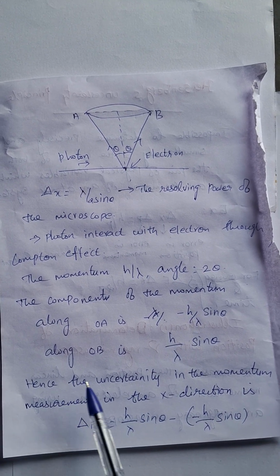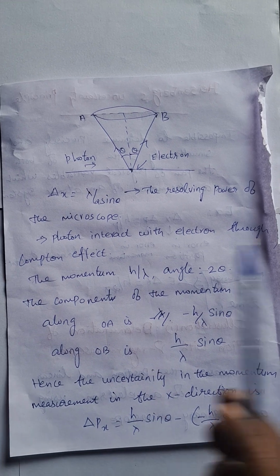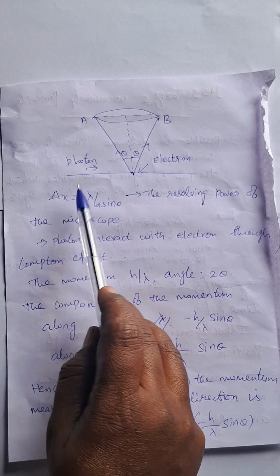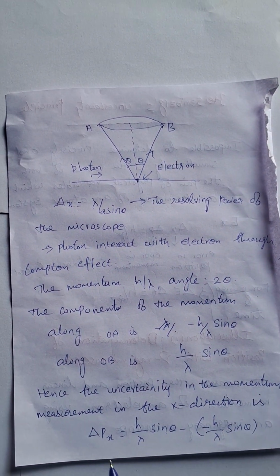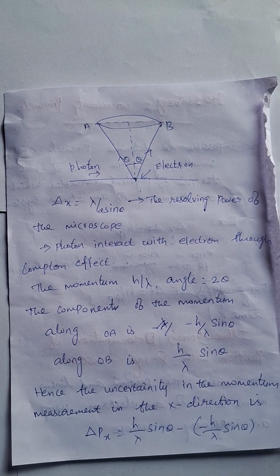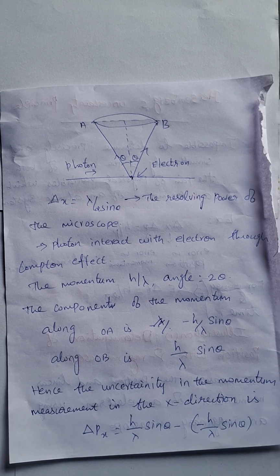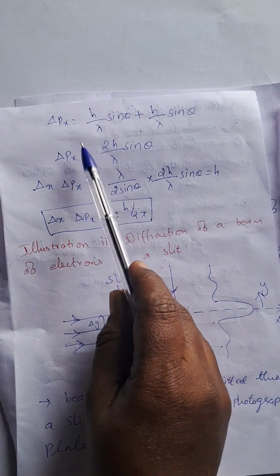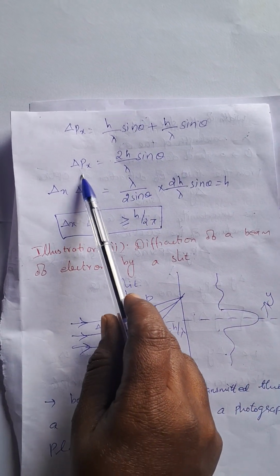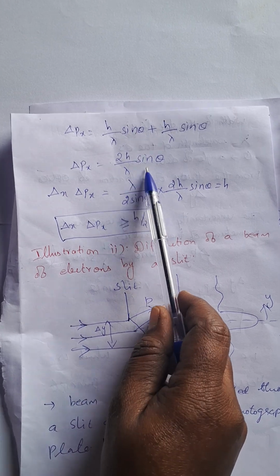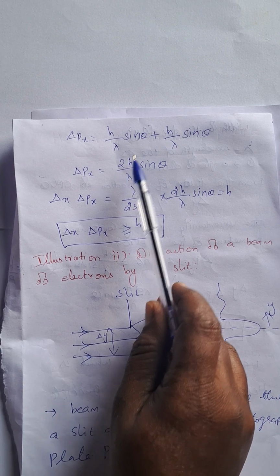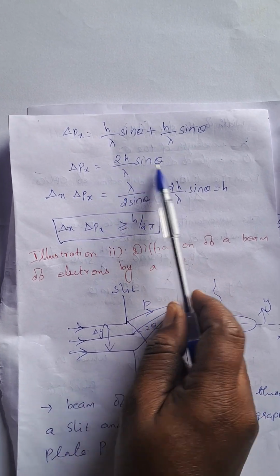Hence the uncertainty in the momentum measurement along the x direction, from the negative direction to the positive direction, is minus h by lambda in the negative direction and plus h by lambda in the positive direction. So del px equals h by lambda sin theta minus minus h by lambda sin theta. Minus into minus is plus, so del px equals h by lambda sin theta plus h by lambda sin theta. So del px equals 2h by lambda sin theta. Both terms are common, so we can easily add them: h plus h, 2h by lambda sin theta.